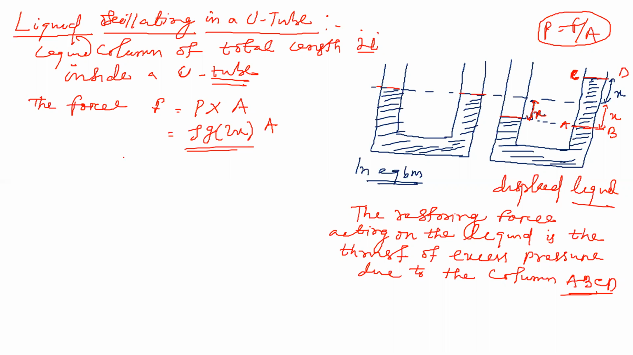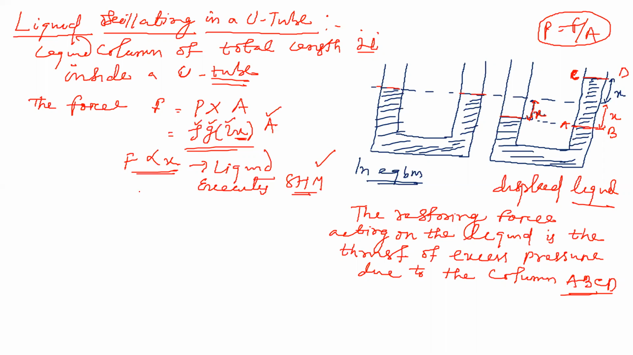And so here also x is there. Here also for a particular liquid, rho is constant, g is constant, area is constant, 2 is constant. So x depends on how much force is given. So that's why we got F proportional to x. That means this is also the case of SHM. If F is proportional to x, then the liquid executes SHM. Definitely we can say it means the liquid executes SHM.